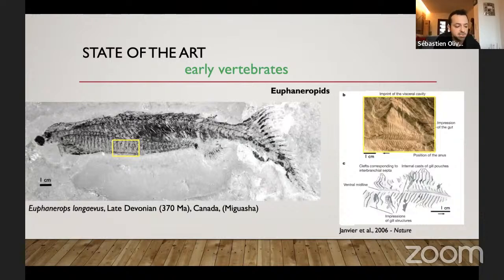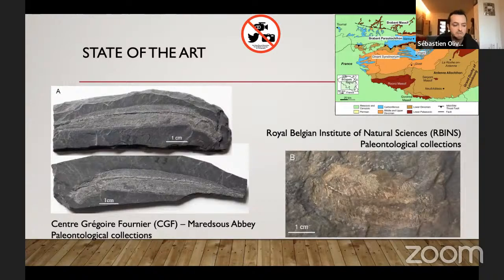So here, for instance, a Phanerops from Canada with a branchial basket here. You can see the gill filaments enclosed by gill pouches here. So thanks to phanerops, it has been possible to decipher the condition of branchial breathing within vertebrates. But let's talk about my fossils.